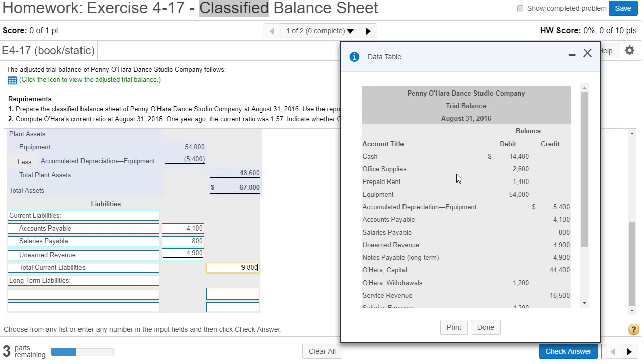Now we have long-term liabilities. The only one we have here is notes payable, because it has the word payable in it, it means it's a liability. And notice it says long-term. Sometimes part of a note payable is short-term, but this is all long-term. If part of it was short-term, you would put the short-term part of it in the current liability section. So long-term liabilities, $4,900.